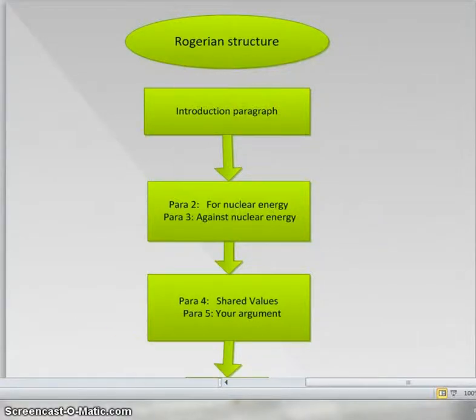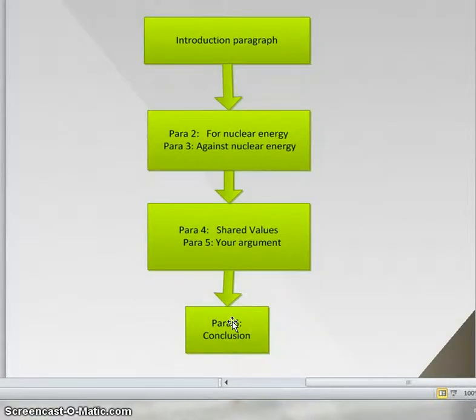And so here you have the different parts of a Rogerian essay. The introduction paragraph that introduces the topic. Then you have paragraph 2, which is the topic paragraph. Then you have paragraph 3, which is the against the topic paragraph. Then you have paragraph 4, which is what these two parties have in common, your argument, and then the conclusion.